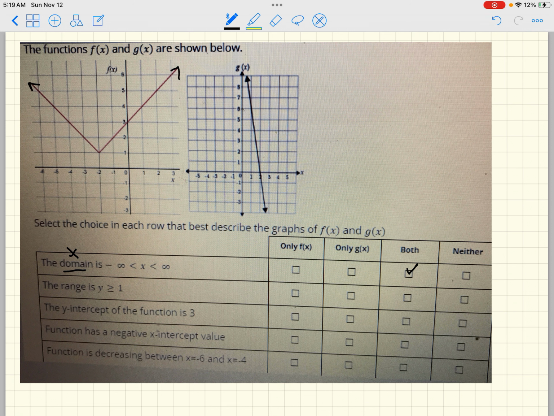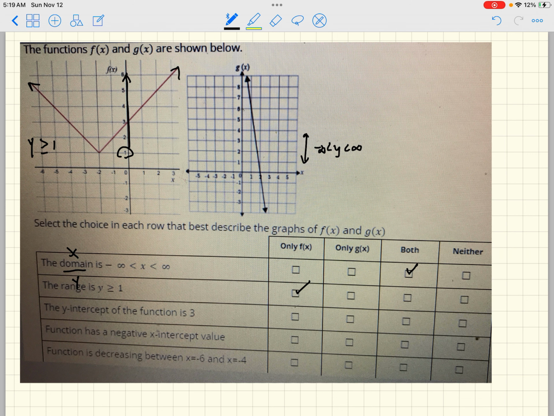Now let's look at the next one, the range values. The range values are my y values. This y value goes from basically the number 1 upwards to infinity, so y is greater than or equal to 1, whereas this one goes up and down forever, so y is from negative infinity to positive infinity. So the question is, the range is y greater than or equal to 1. Which one has that? The range would be f of x. So only f of x would have that range.